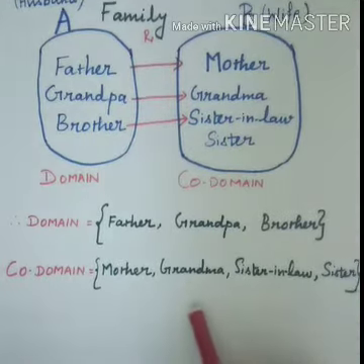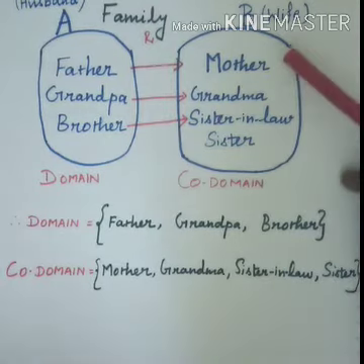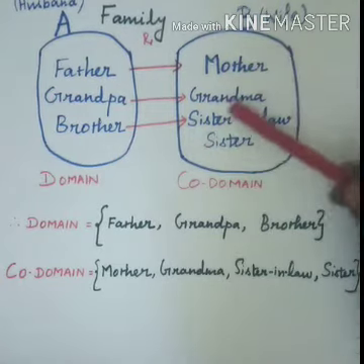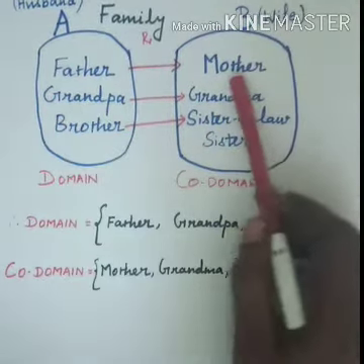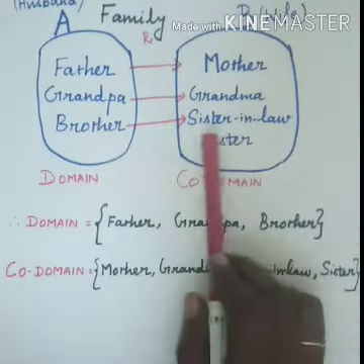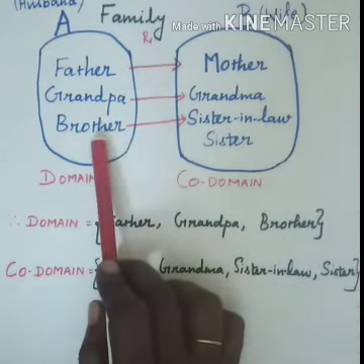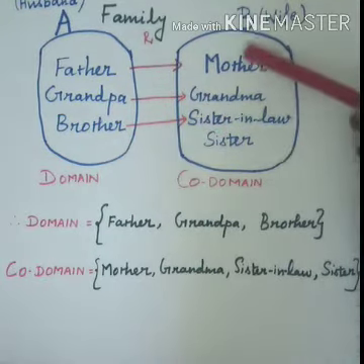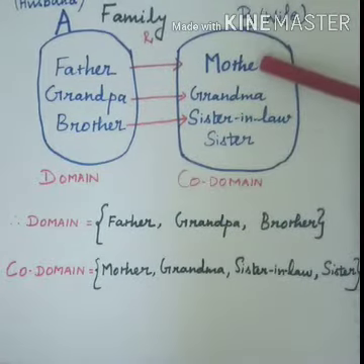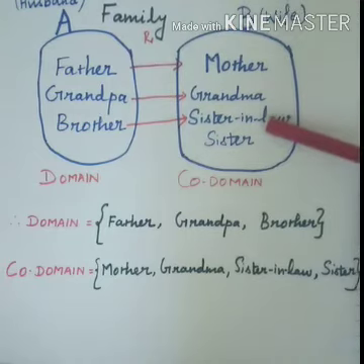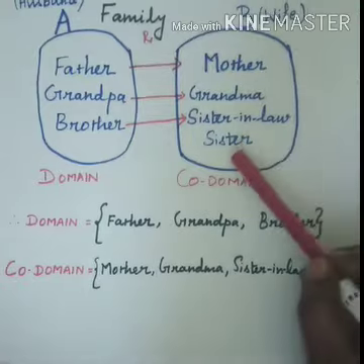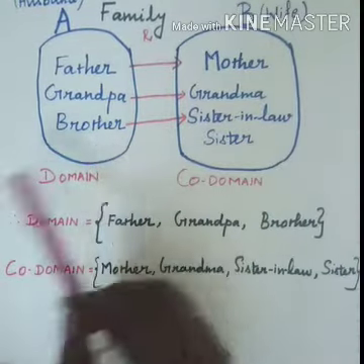Next, we have to identify the range. Range is nothing but the members of codomain B which have their pair in A. That is, mother is wife of father, grandma is wife of grandpa, sister-in-law is wife of brother. So these three members having their pairs in A. So range is equal to mother, grandma and sister-in-law. Sister will not be the member of the range because she has no pair in A.